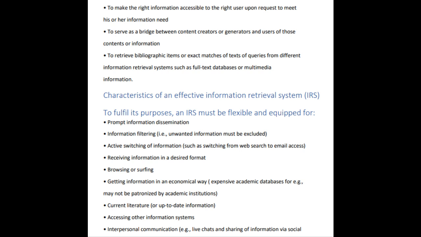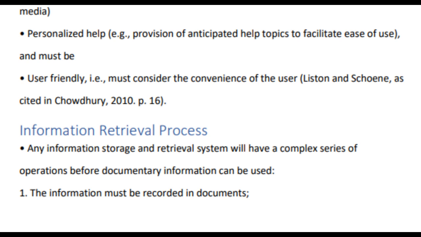Current literature, or up-to-date information. Accessing other information systems. Interpersonal communication, for example live chats and sharing of information via social media. Personalized help, for example provision of anticipated help topics to facilitate ease of use, and must be user-friendly, i.e., must consider the convenience of the user (Liston and Shaheen, as cited in Chowdhury, 2010, p. 16).